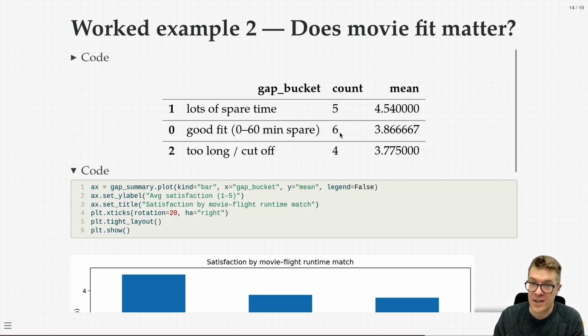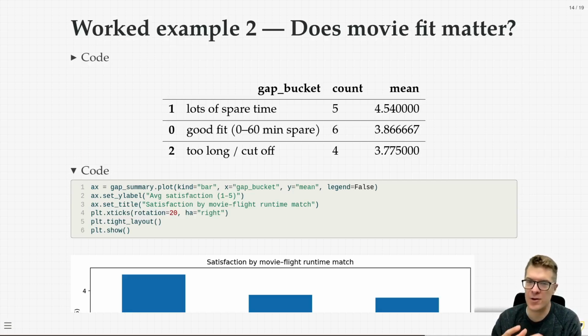There are 6 instances where the difference between the flight time and the movie time was a good fit. So there's about 60 minutes of dead space of no movie being played, 6 instances. And in those cases, the average satisfaction score of passengers on those 6 flights was 3.9-ish, and so on. We're starting to get some information here now.